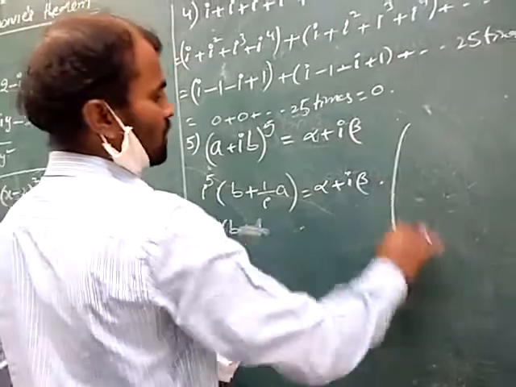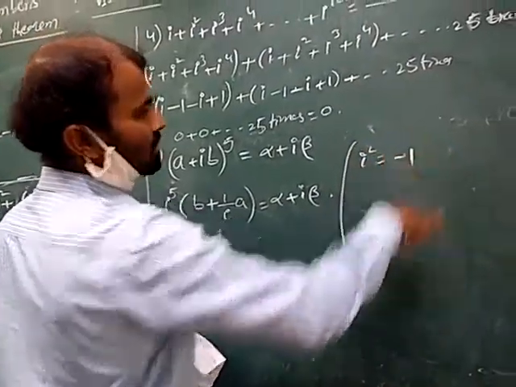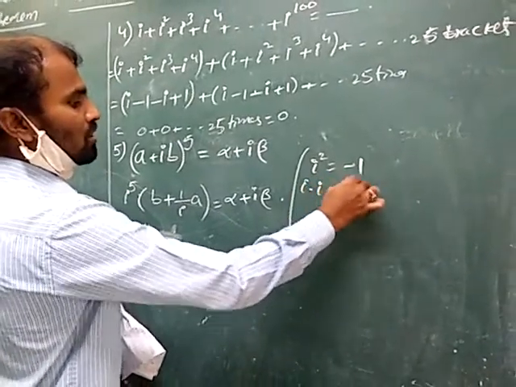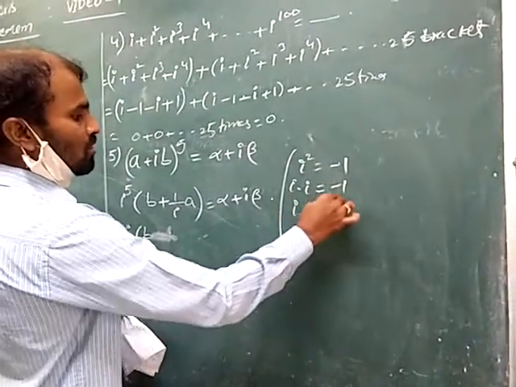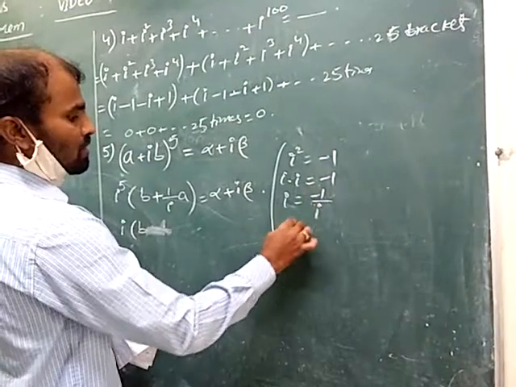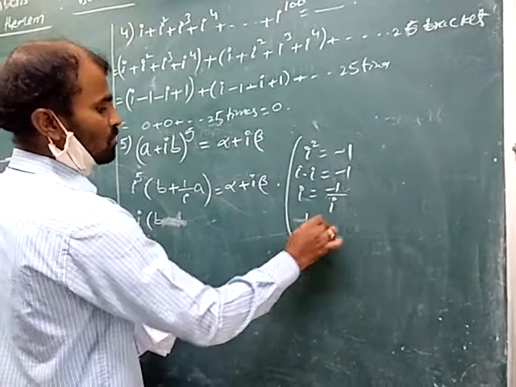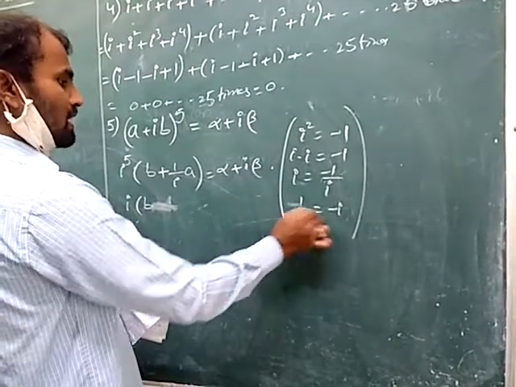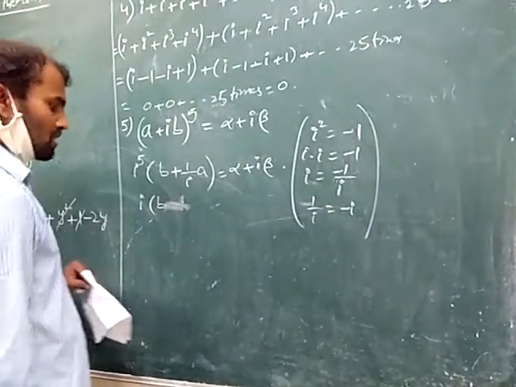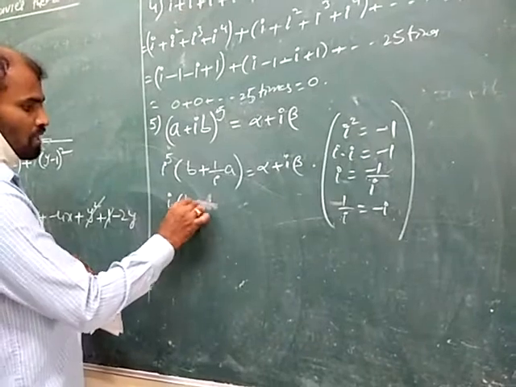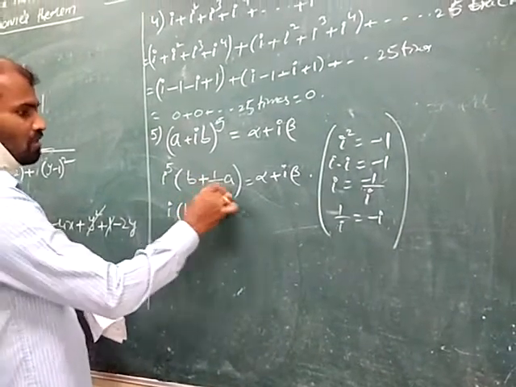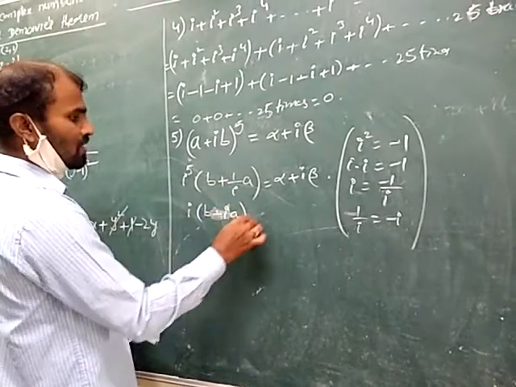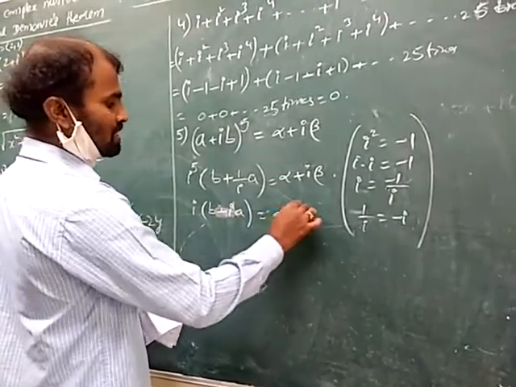So what is I square value? I square is minus 1. Write I square as I into I equal to minus 1, so I is equal to minus 1 by I, or 1 by I is equal to minus I. So that means I and minus I are reciprocal to each other. So I into (b plus, here we have 1 by I, what is 1 by I value? Minus I) a equal to alpha plus I beta.